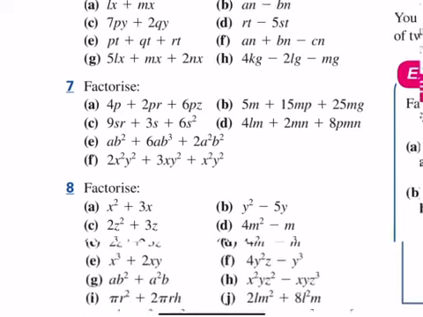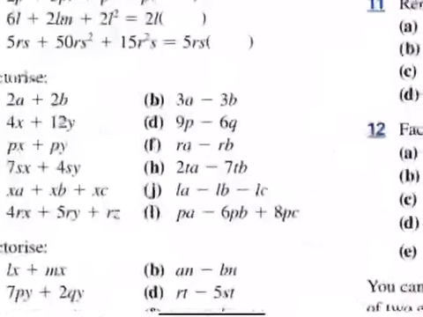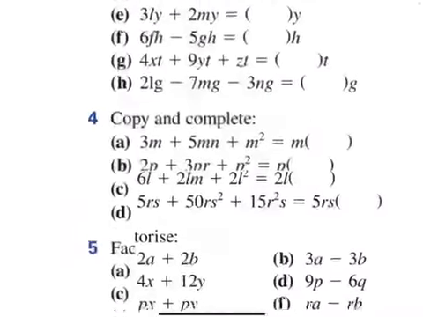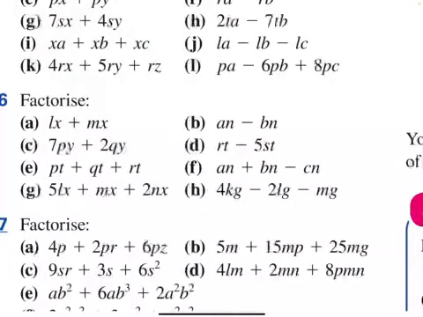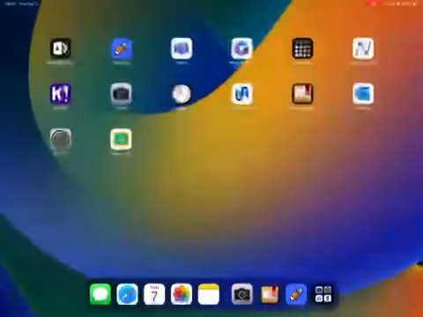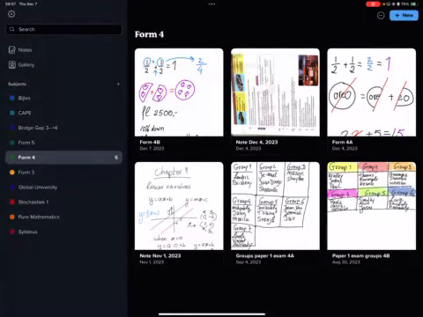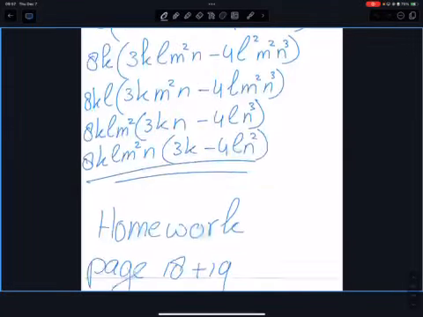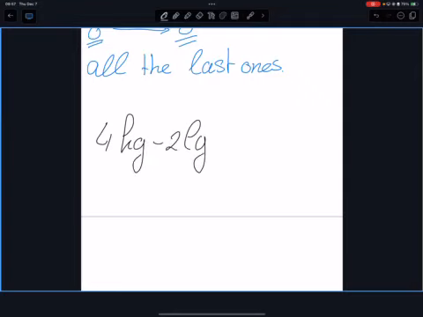H and 8 L. Here's 6 here. 4 kg minus 2 lg minus mg. Yes, this was part of the homework.